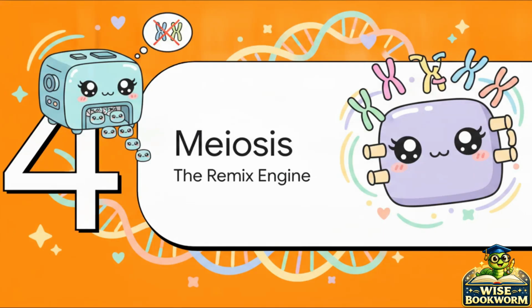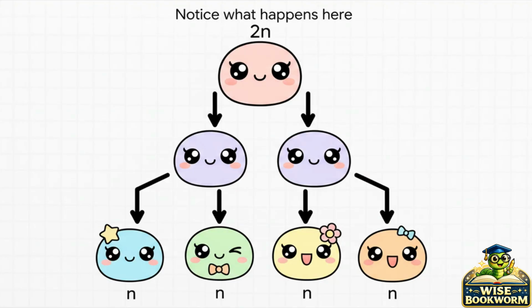Which brings us to part 4, Meiosis, the remix engine. Now, maintenance is great and all, but to create totally new life, we needed a completely different approach. We have to swap out the cloning machine for our second engine, Meiosis. This is famously a reductional division, and it's strictly reserved for your germ cells. Look at what's happening here.